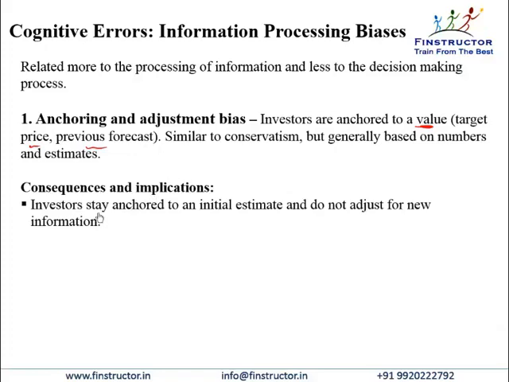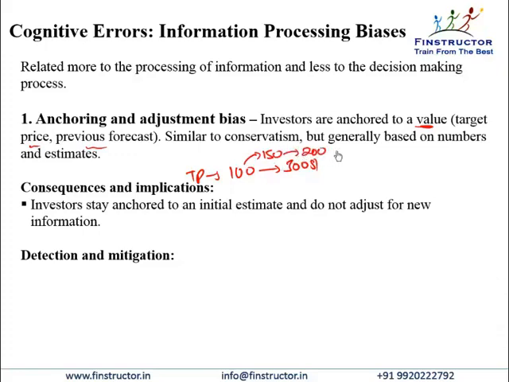So suffering from this bias, investors will stay anchored to an initial estimate and do not completely adjust for the new information. So if $100 was the earlier target price, and with the new information it should have been revised to $300, investors would normally revise it only to $150. And then they would get surprised again, and then they would revise it to $200. And when they get surprised again for a third time, will they actually take it up to $300? Wherein they could have, or they should have, ideally in the first go itself, revised the target price from 100 to 300. So they are anchored to their original target price or original estimate of $100.